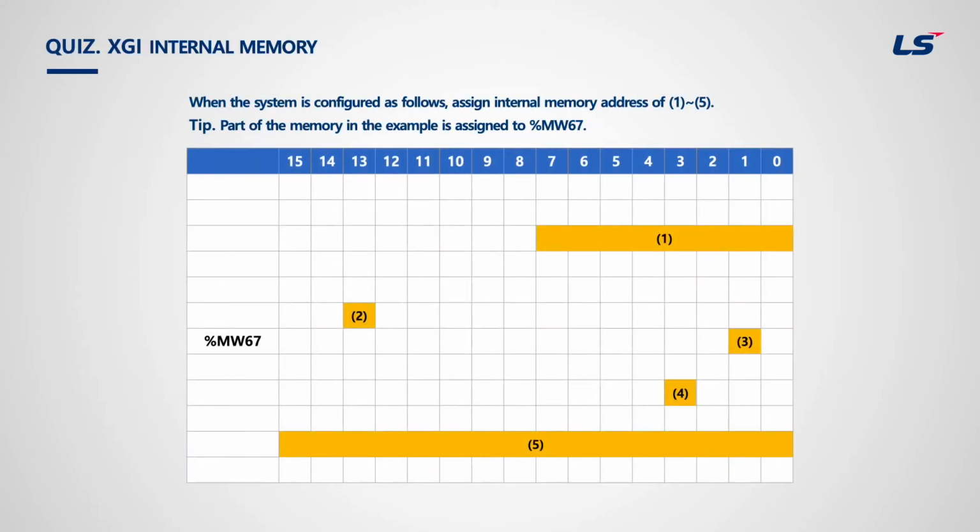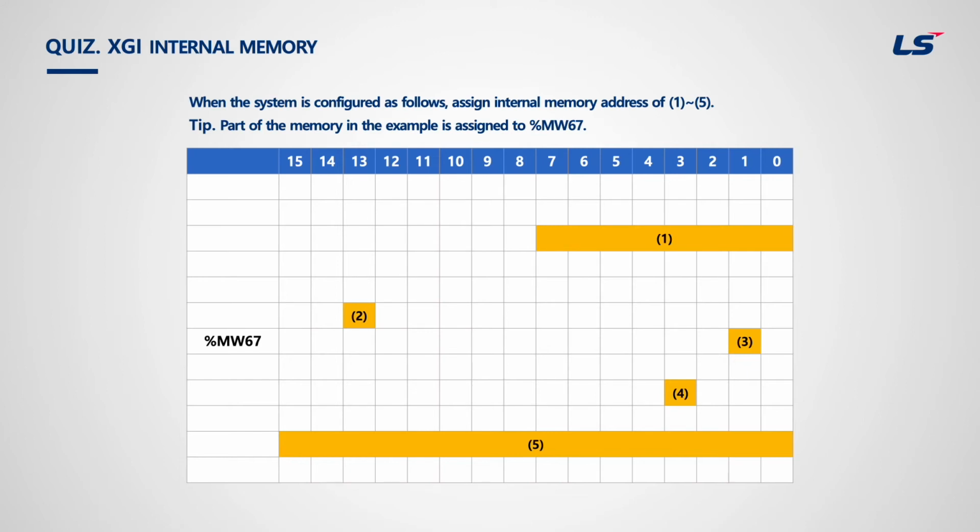Let's look at another quiz, whether you fully understood XGI Internal Memory. When the system is configured as below, assign internal memory address from 1 to 5. Please stop the video for a second and take your time to take the quiz. When you are done, then continue watching the video.